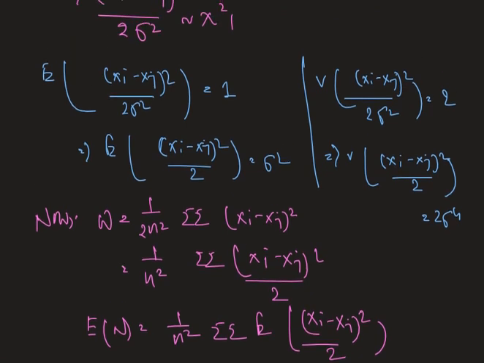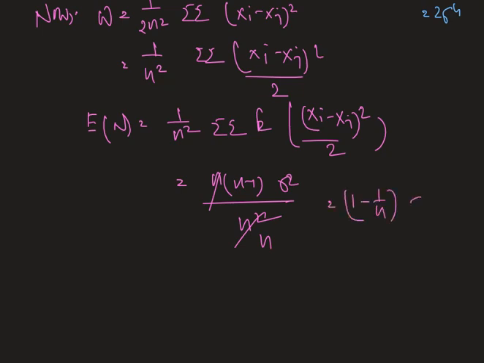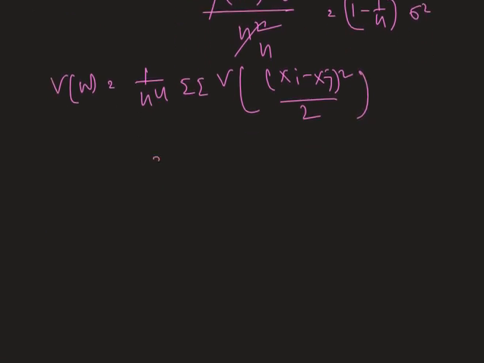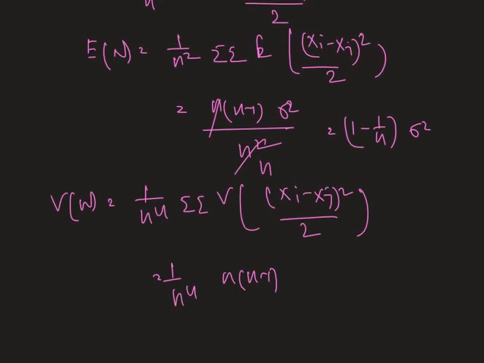Now the expectation of this value is sigma square. Hence we get n into n minus 1 sigma square divided by n square, and this reduces to (n minus 1) by n sigma square. And variance of W is nothing but 1 by n to the power 4 double sum over variance of (xi minus xj) whole square divided by 2, and this is equal to 1 by n to the power 4 into n into n minus 1 multiplied by 2 sigma to the power 4.